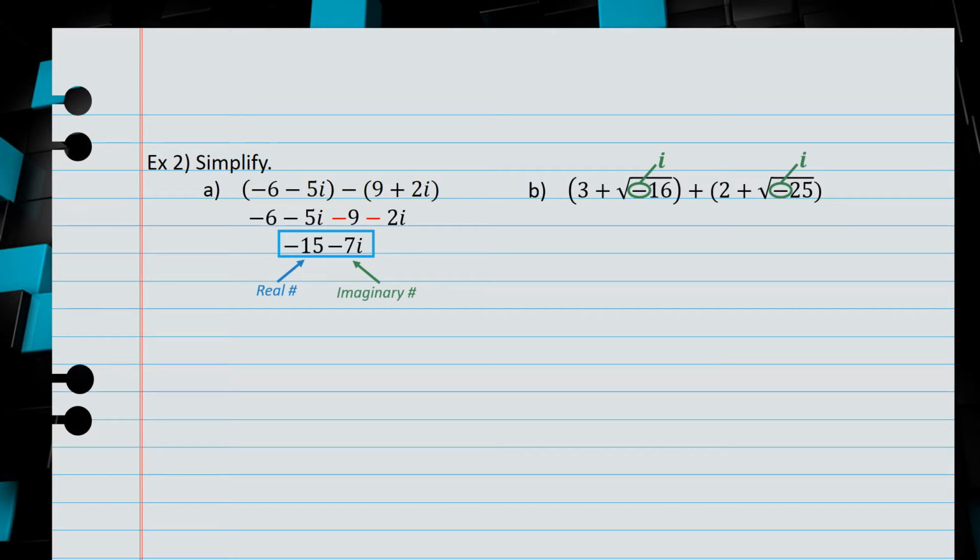So we've now taken care of the negatives, but now we want to go back and, if possible, reduce the radicals. What's the square root of 16? 4. So we can now write that as 4i. The second radical was the square root of 25. Well, the square root of 25 is 5, but we can't leave behind the i. So we now have the complex number 3 plus 4i being added to the other complex number 2 plus 5i.